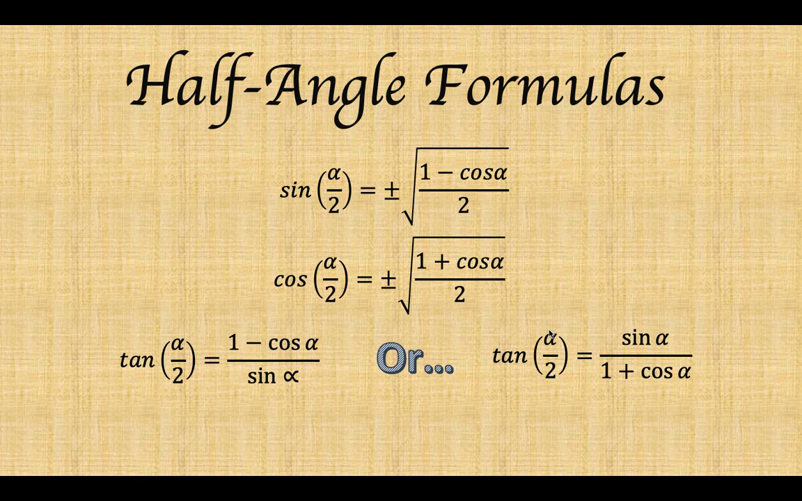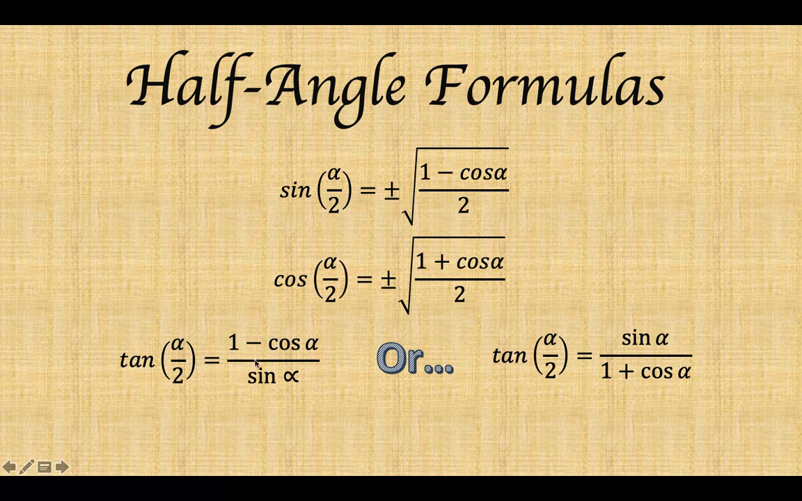Now you should have a formula sheet sitting out, and these are the formulas that are also on there. We've got the sine half-angle formula, the cosine half-angle formula, and the tangent half-angle formula, and you should notice that they're not all the same. There's a plus or minus symbol in front of both the sine and the cosine half-angle formulas. We'll be looking at that.